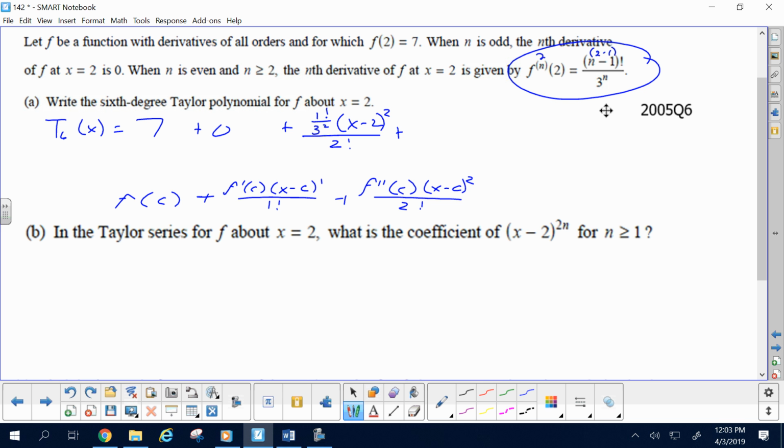The next term is an odd power term, and it's a 0. The fourth power term is with an n of 4. If an n of 4 is in, then that means 3 factorial over 3 to the 4th, x minus 2 to the 4th over 4 factorial. And then, oops, sorry, I bailed early. I was thinking general, but all I'm asked to go through is the 6th term.